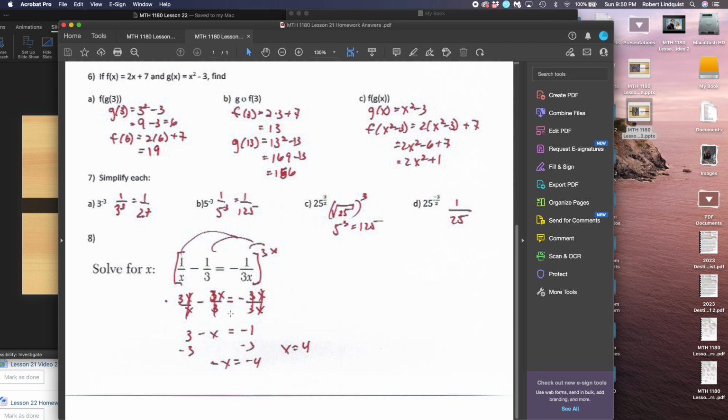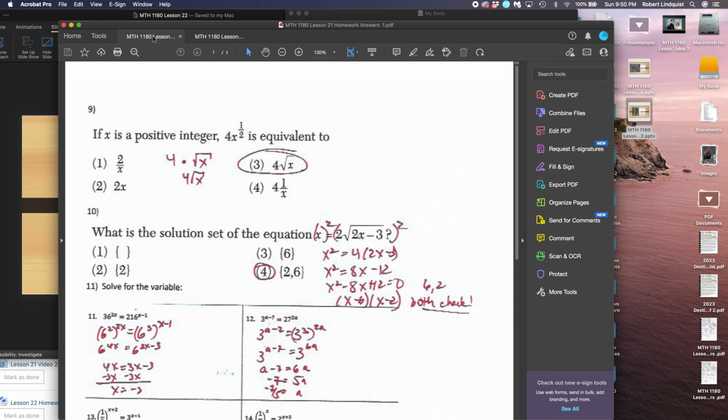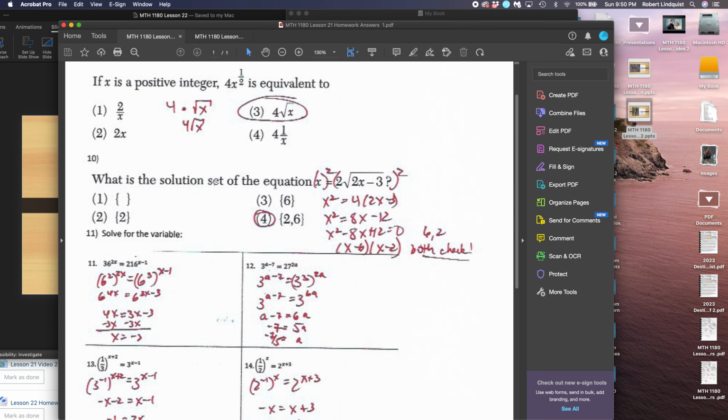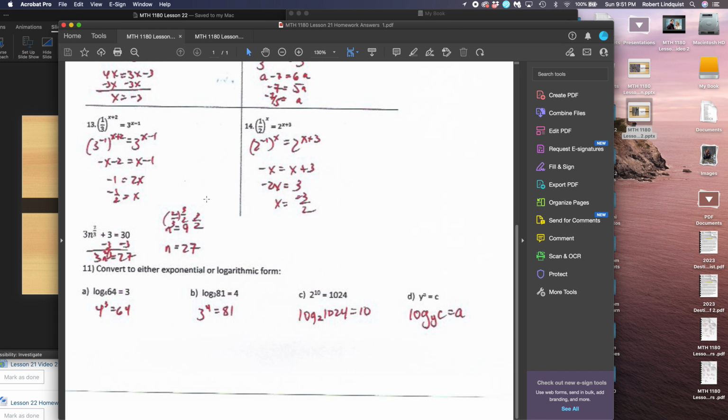This one, which I would love to do, except this copy is a separate sheet. So here we go. Okay, and the last.